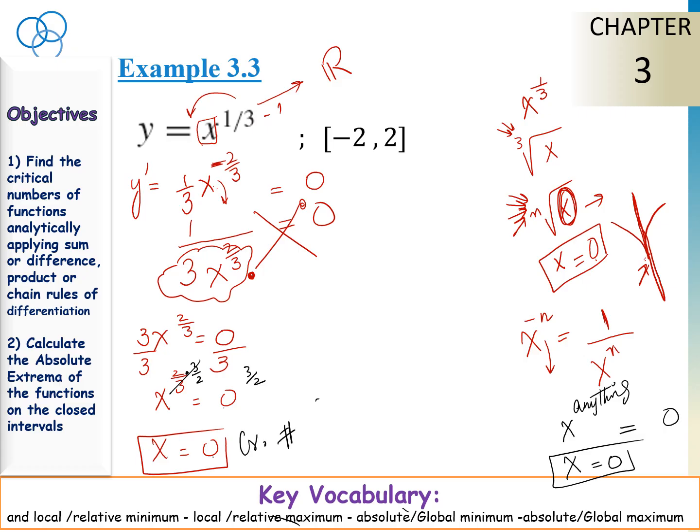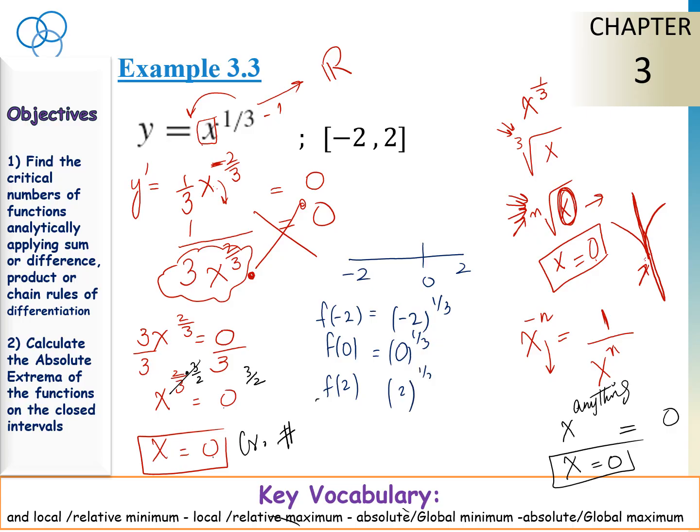But our task is to find the absolute extrema. So you have a number line, -2, 2, and the 0 is in between. So you have the 3 points: f of -2, f of 0, and f of 2. Write these numbers in the original equation to get the y value. So you will have -2 to the power of 1/3, 0 to the power of 1/3, and 2 to the power of 1/3.